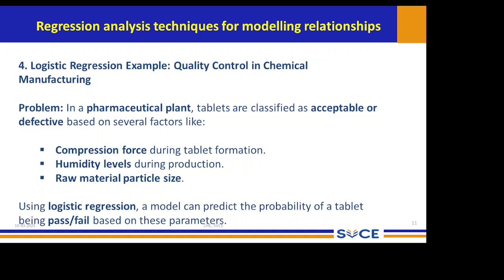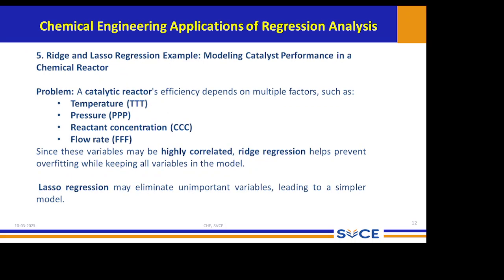So the raw material particle size. If the particle size is agglomerated or is not proper, obviously the processing will be difficult. So these are the characteristics which will affect the final output, that is, whether we accept it or not. Using logistic regression, a model can predict the probability of a tablet passing or failing based on these parameters.